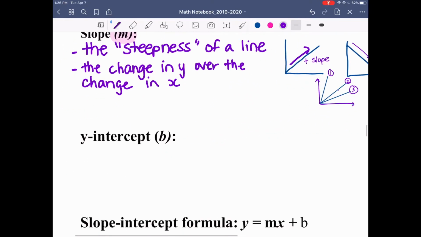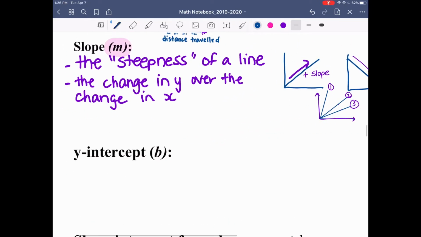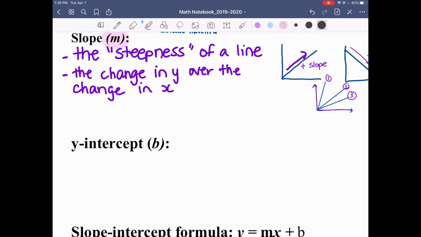So another way of looking at the definition for slope is the change in y over the change in x. And this is something that you may have seen before in a formula that looks like this: delta y over delta x. This little triangle is a Greek letter called delta, and delta means change in. So the change in y divided by the change in x.